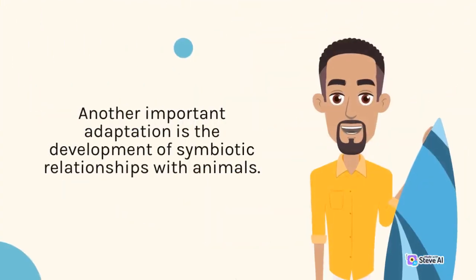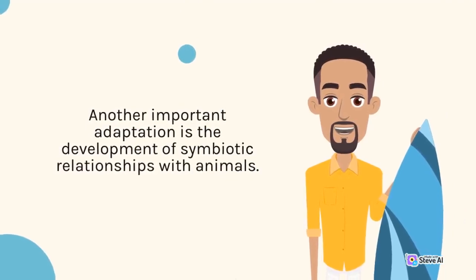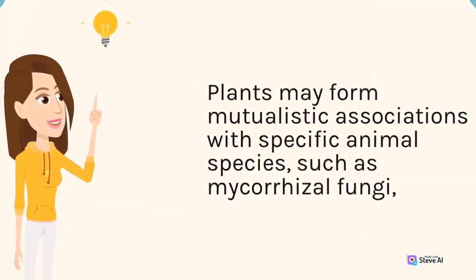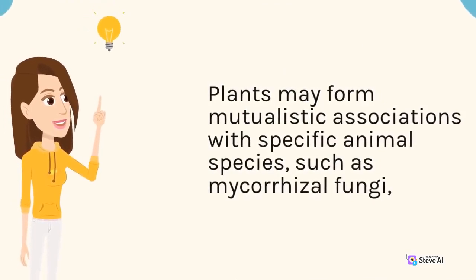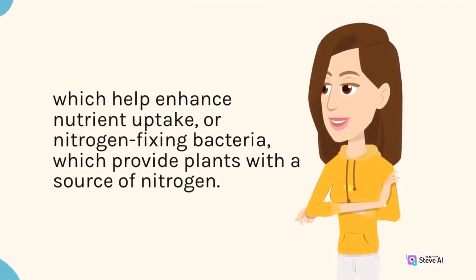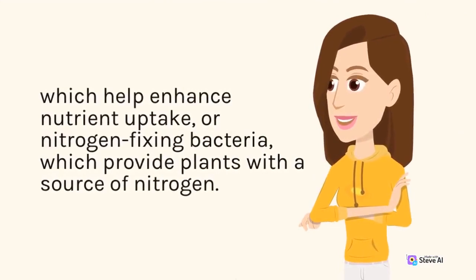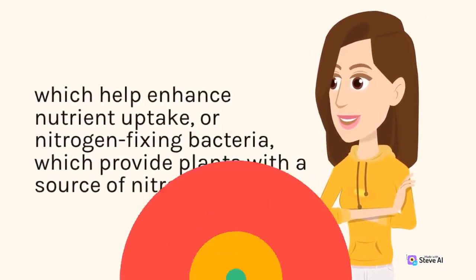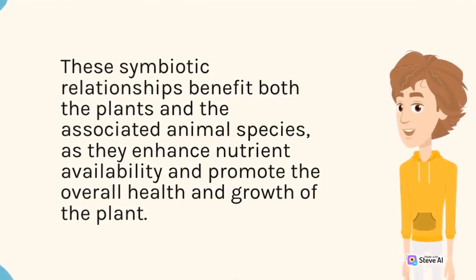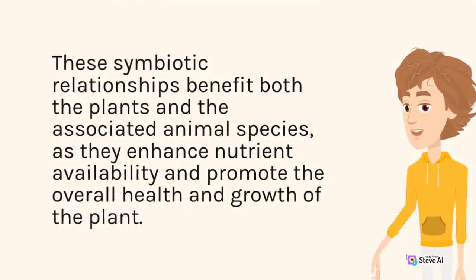Another important adaptation is the development of symbiotic relationships with animals. Plants may form mutualistic associations with specific animal species, such as mycorrhizal fungi, which help enhance nutrient uptake, or nitrogen-fixing bacteria, which provide plants with a source of nitrogen. These symbiotic relationships benefit both the plants and the associated animal species, as they enhance nutrient availability and promote the overall health and growth of the plant.